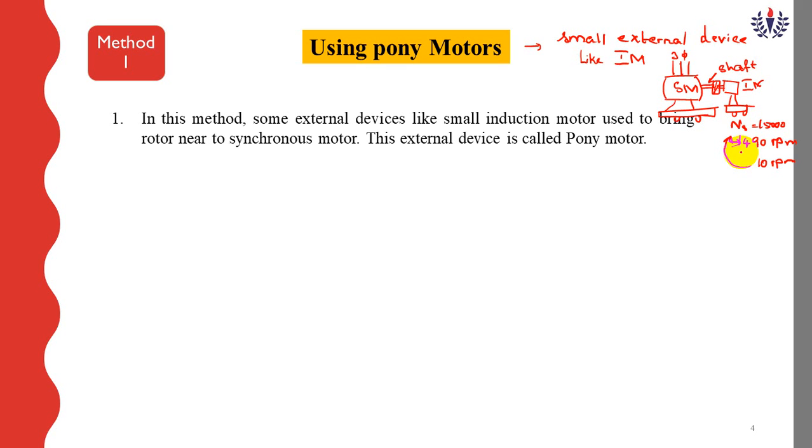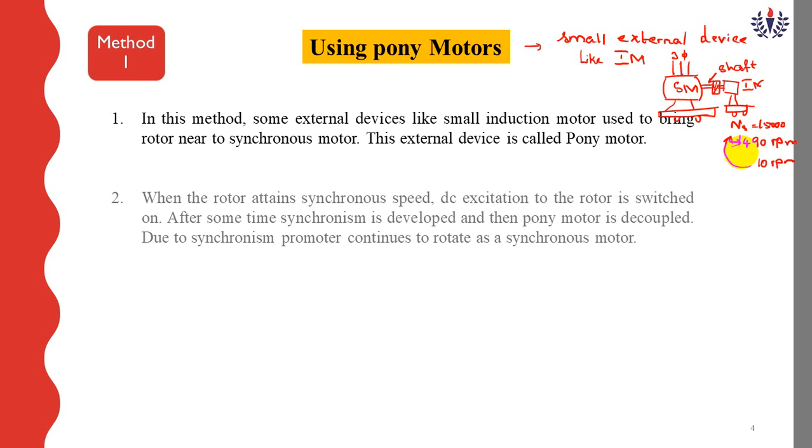That small device, which is used to make your rotor speed equal to the synchronous speed, is known as Pony motors. Once you connect the Pony motors, the rotor attains synchronous speed. Then we have to give DC excitation to the field winding. After maybe 1 or 2 seconds, the machine will be running at a constant speed, meaning 1500 rpm. That is known as synchronism.